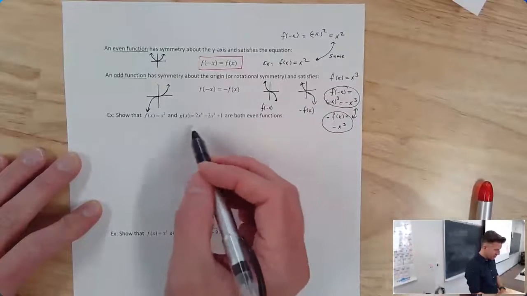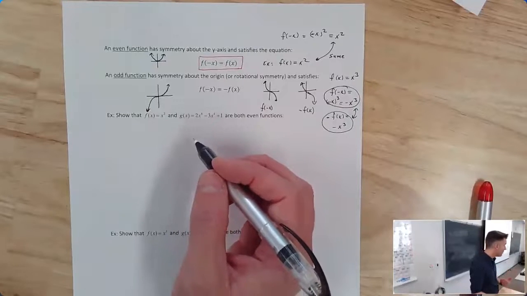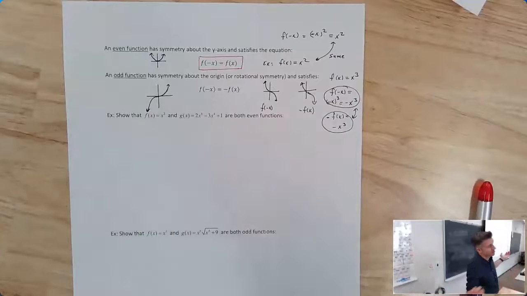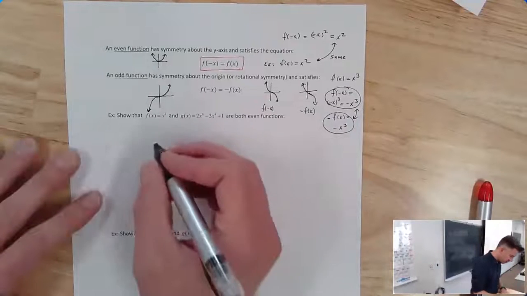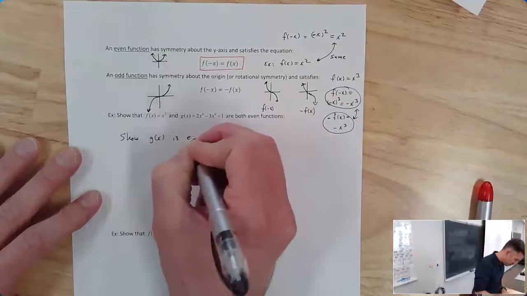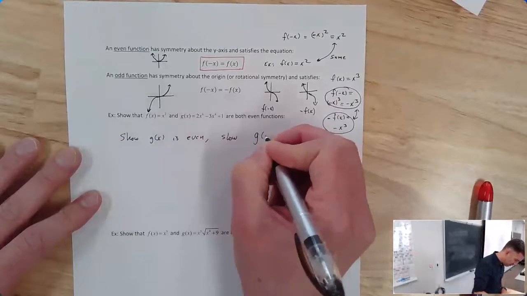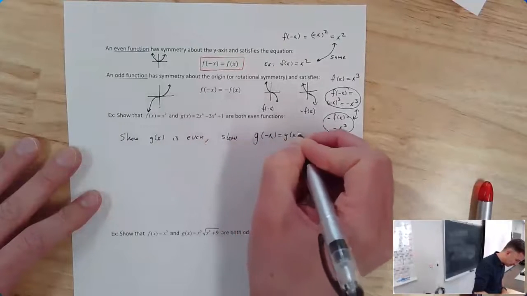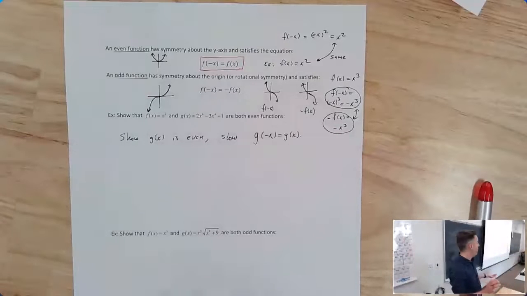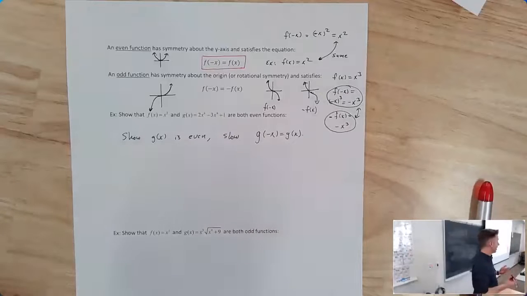Now you might notice that in this function, showing it's even, all the powers are even. That's not a coincidence. So to show that g of x is even, we are going to show that g of negative x is equal to g of x. And whenever you're showing a function is odd or even, or neither, because neither is an option as well, neither is what most functions are, you're going to start with that function evaluated at negative x.